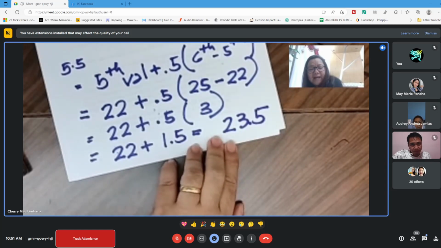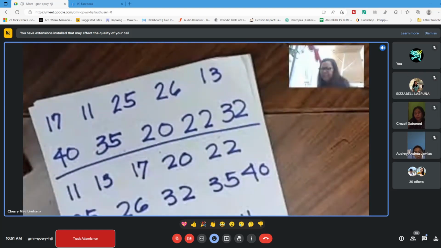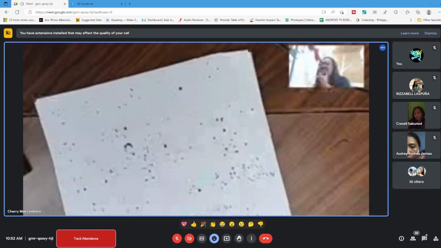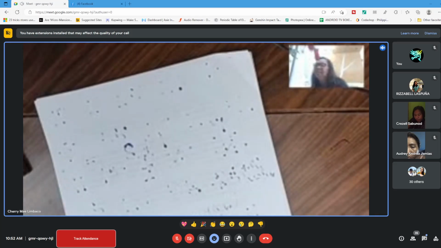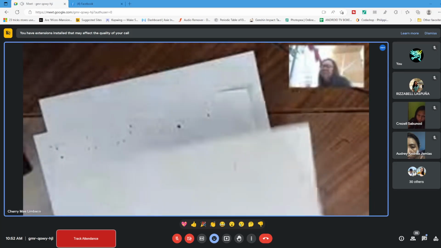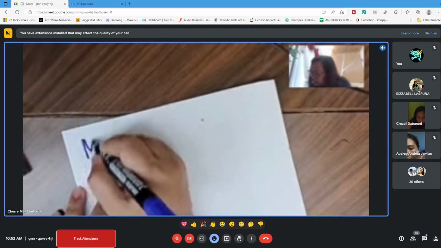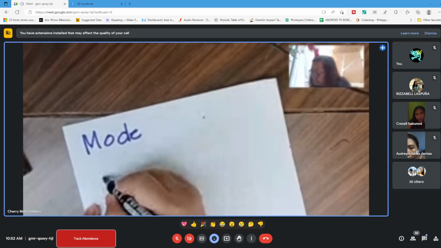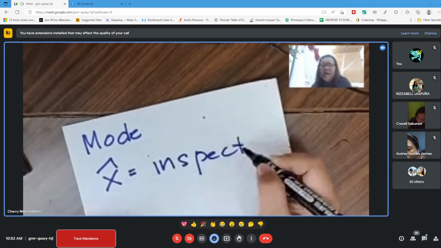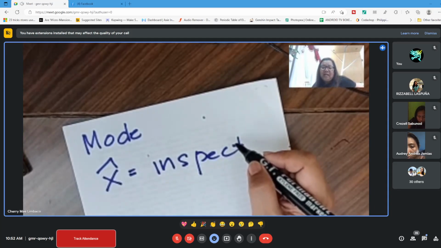Okay. Now, the third one is the easiest of all. You will not solve the third. Why not solve the third? Because the third is what we call the mode. For the mode, we will simply inspect. You look at the frequently occurring score. Which score keeps repeating?